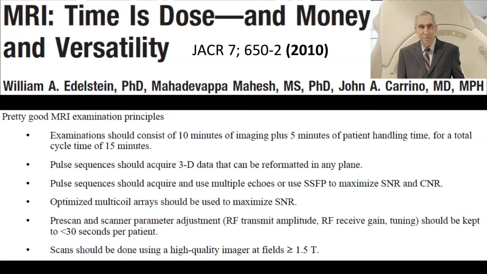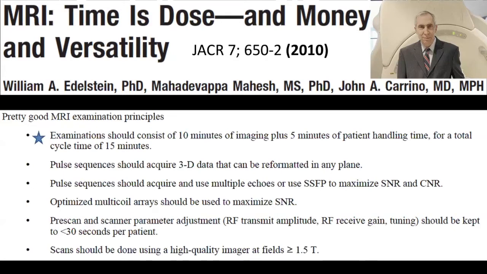I would say that we do pretty well on most of these, but at least at our place, we don't hit this idea that an examination should take 10 minutes of imaging plus 5 minutes of patient handling time. The idea that he has is that an MRI exam should be 15 minutes long in total. You should be able to do 4 patients per hour. At our institution, and also as I remember back at MGH, typical exams were between 30 and 45 minutes, and that hasn't really changed over the last 20 or 30 years, despite the fact that we've obviously had massive hardware improvements over time. So how can we think about getting to this number?